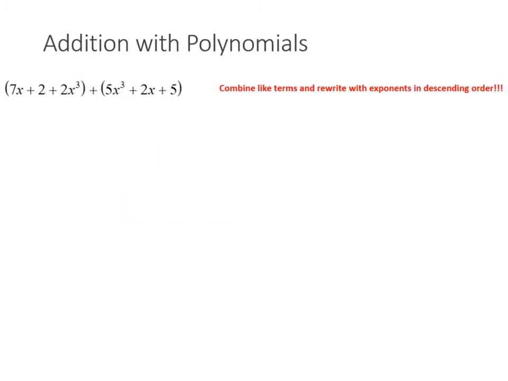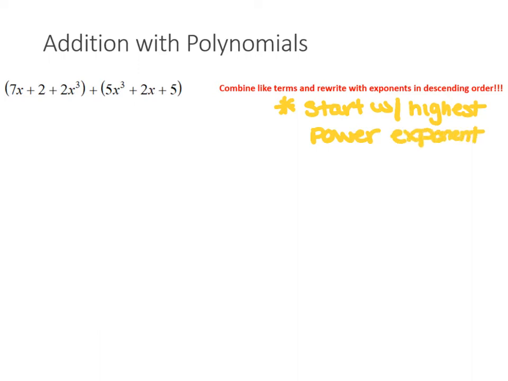In order to add polynomials, you are going to combine like terms and rewrite with the exponents in descending order. The important thing about this is that you need to make sure you're always starting with the highest power exponent. So in this case, the highest power exponent is x cubed. So I have a 2x cubed and a 5x cubed. So I can combine the 2x cubed and 5x cubed become 7x cubed.